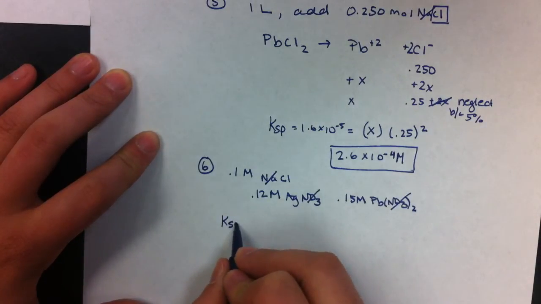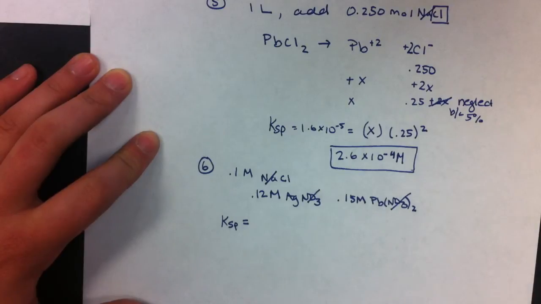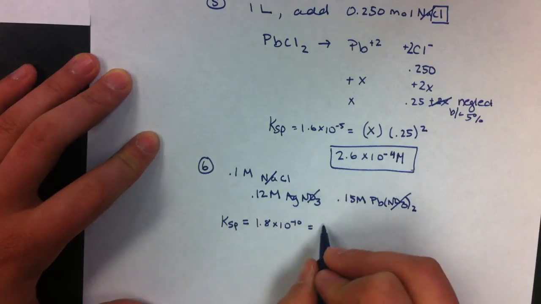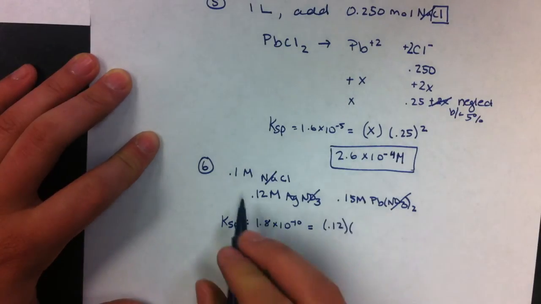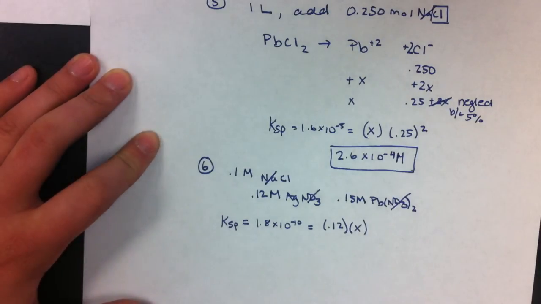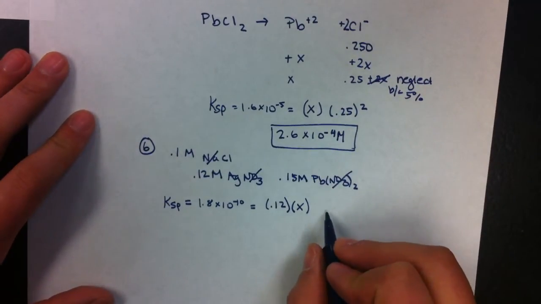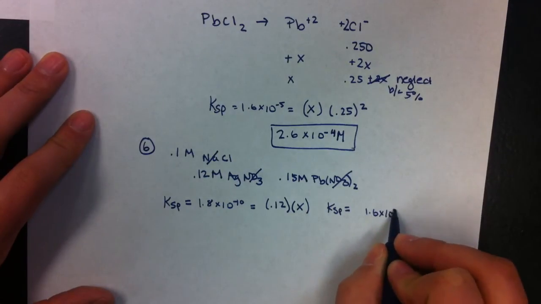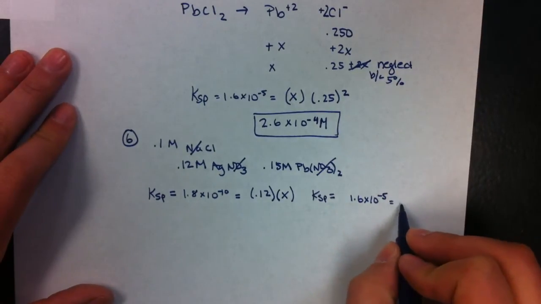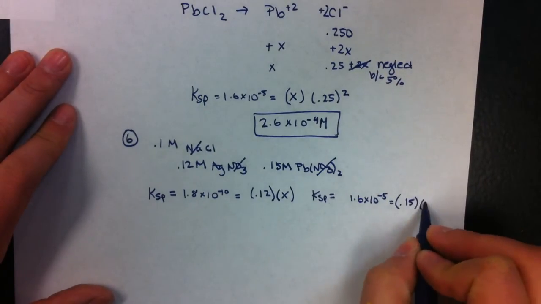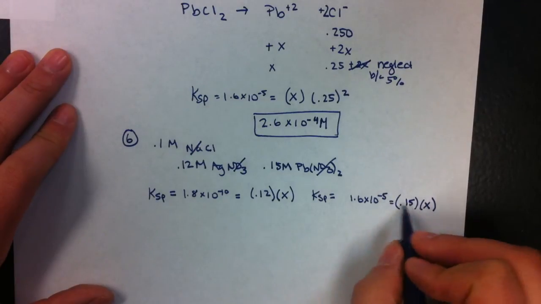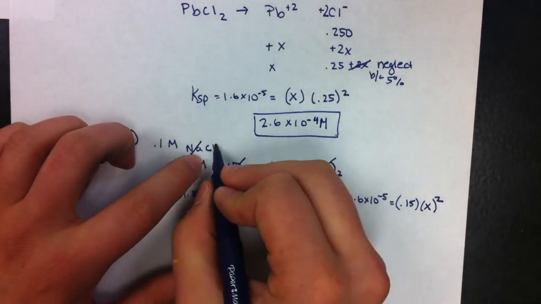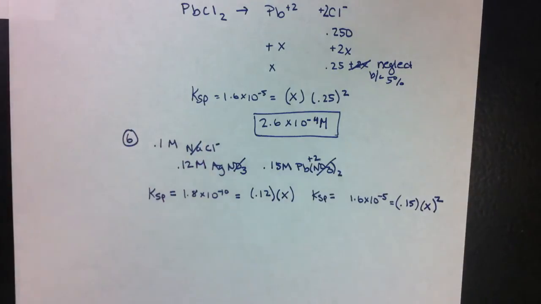Right now we know the Ksp of each of these because it was given. The silver is 1.8 times 10 to the negative 10th. We know the silver is 0.12, and we don't know how much chlorine we'll need to make it precipitate. Same thing, the Ksp of the lead is 1.6 times 10 to the negative 5th. We know that there is 0.15 of the lead. We don't know how much chlorine we're going to need to add, and this term is squared because there will be a 2-to-1 ratio. Chlorine is -1 and lead is +2.